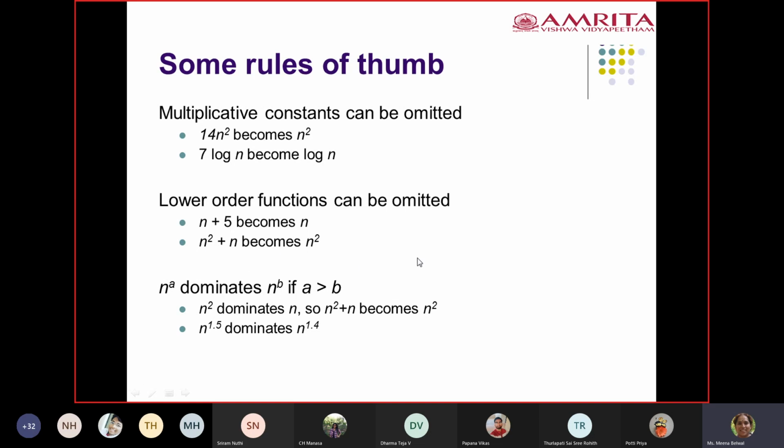Okay. Now this is a nice, important rule. N to the power a. Both are polynomials. N to the power a dominates n to the power b if a is greater than b. Simple, right? N square dominates n, right? So n square plus n will become n square, right? You know all these rules. Similarly, n to the power of 1.5 will dominate n to the power of 1.4.